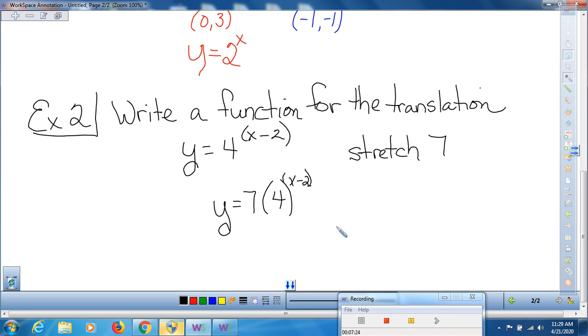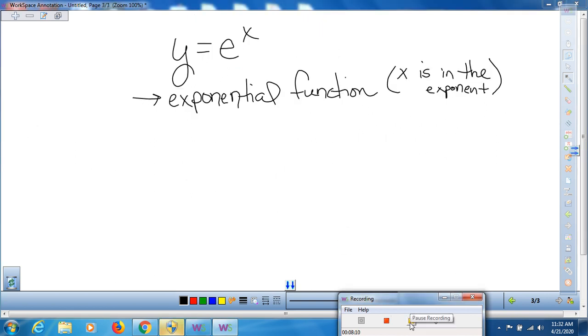How about we're ready for the second part of today? Let's talk about the function y equals e to the x. All right, y equals e to the x. It is an exponential function, and it's an exponential function because, as we talked about before, there's an x in the exponent. If you were to graph this, this is a growth.